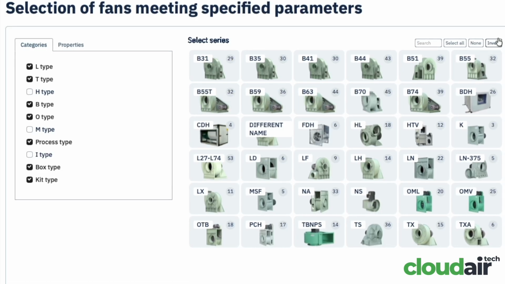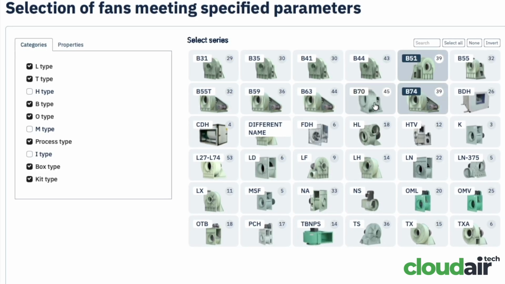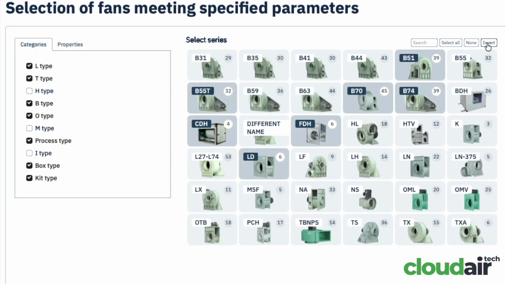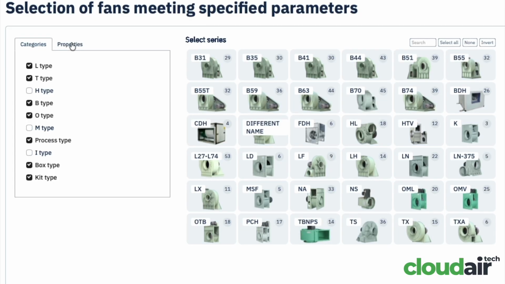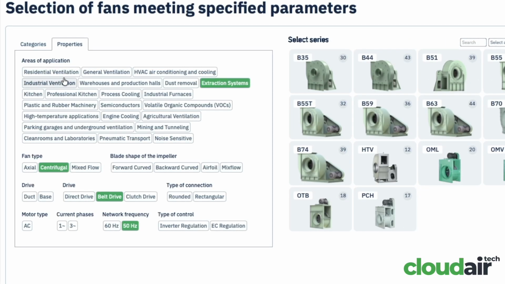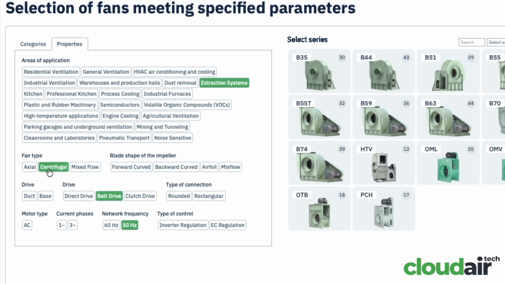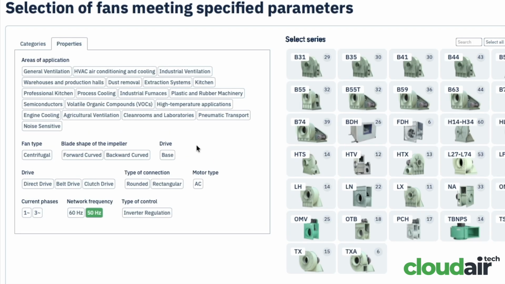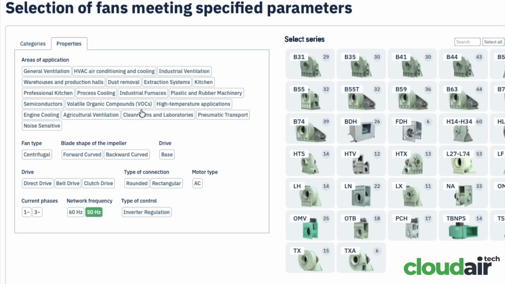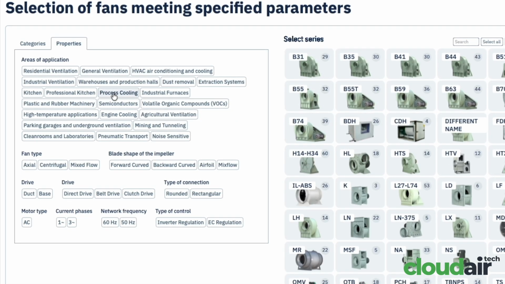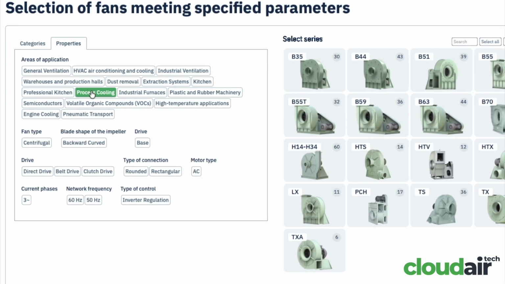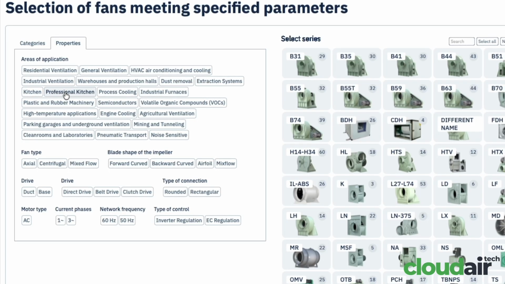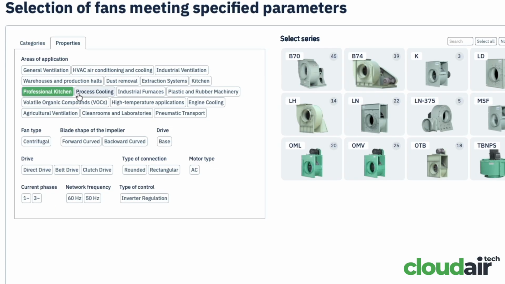Once a category is selected, the system immediately displays all fan series that belong to it in the central panel. This allows you to quickly explore the product families that are relevant for your application. Property-based filtering, smart tags. Alternatively, or in combination, you can use the Properties tab, which offers a tag-based filtering system. Here, you'll find a wide range of technical and application-related attributes, including areas of application like HVAC, industrial ventilation, kitchen exhaust, clean rooms, or pneumatic transport.